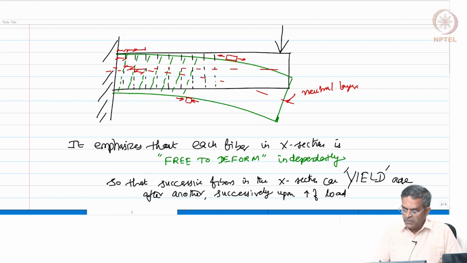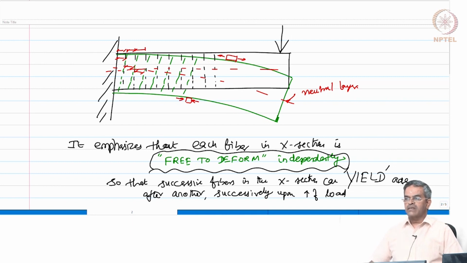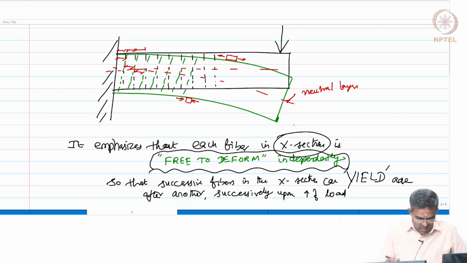Each fiber has been given this freedom to deform independently. That is a great advantage, a great boon given to every fiber in the cross section. Every fiber in the cross section is permitted to do anything it wants freely. They are independent. They can deform independently. They have full freedom. And this freedom enables successive fibers in the cross section to keep on yielding one after another when you gradually increase the load. That is an assumption we make, and that is how it is implemented.